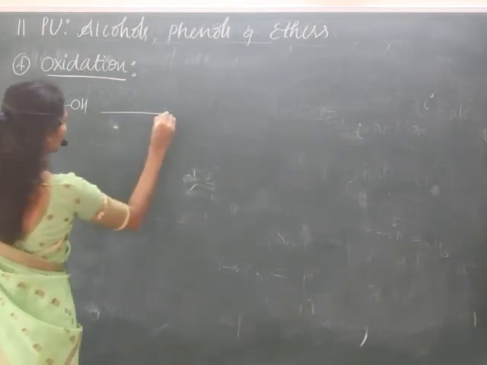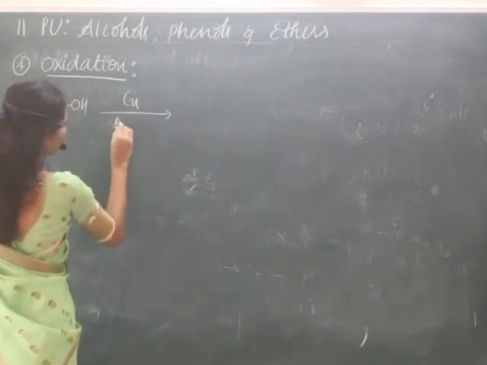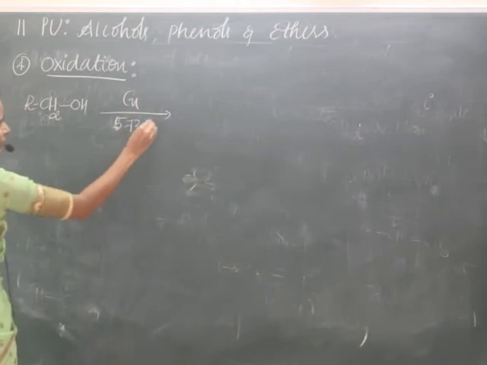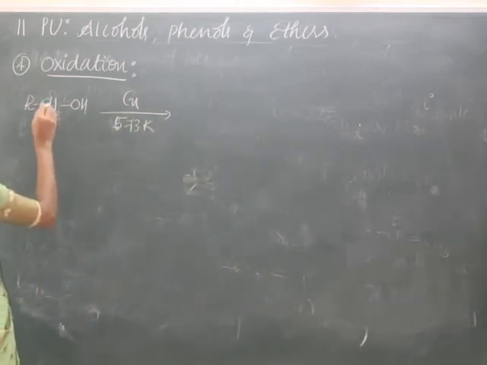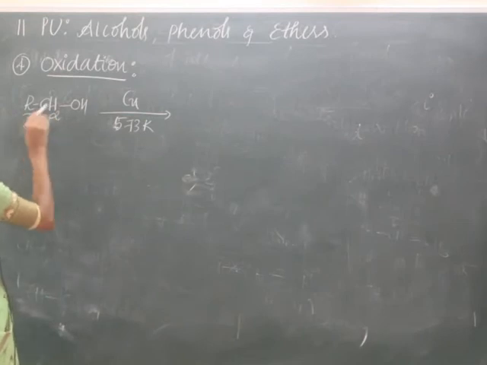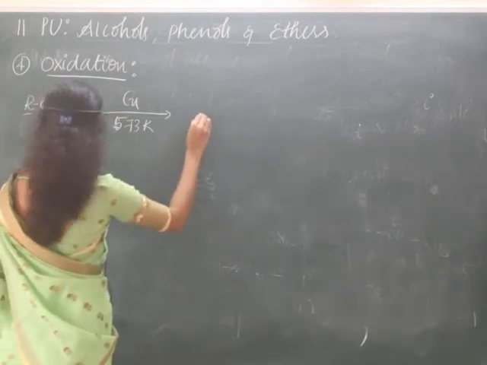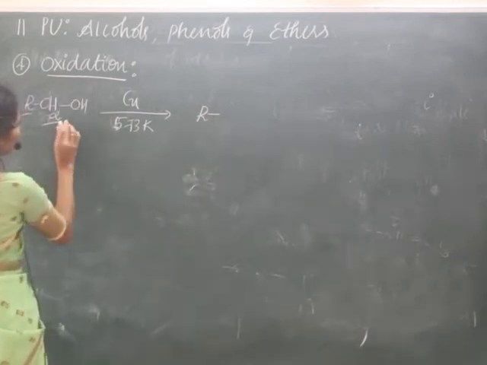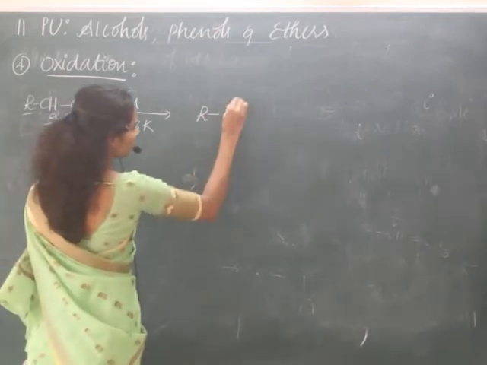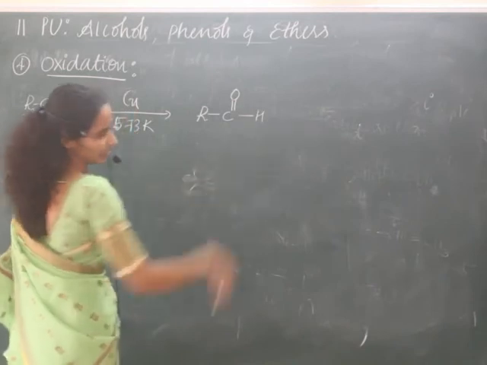Primary alcohol in presence of copper at 573 Kelvin. Then oxidation takes place. It is primary because it is directly attached to only one carbon atom. Then what will we get? Instead of CH2, we'll get an aldehyde, R-C double bond O-H.